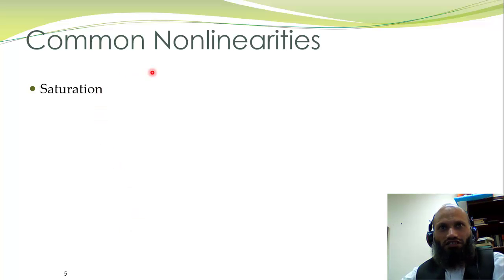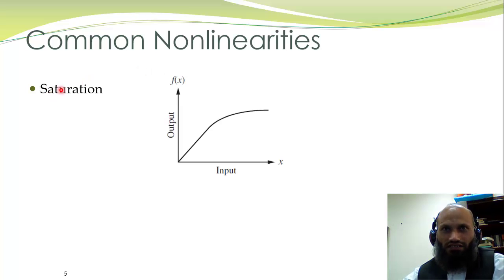Some common nonlinearities which are there in many physical systems are saturation. Saturation nonlinearity is described by this graph. Up to a particular range, if we increase an input to that system, the output is accordingly increased. However, after that point, the output saturates, and an increase in x is not resulting in a proportionate increase in the output. So this nonlinearity is called saturation nonlinearity. This is very common in electronic amplifiers and many other systems.